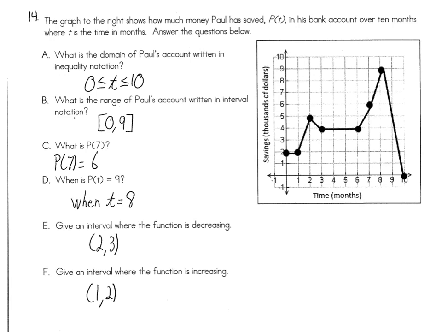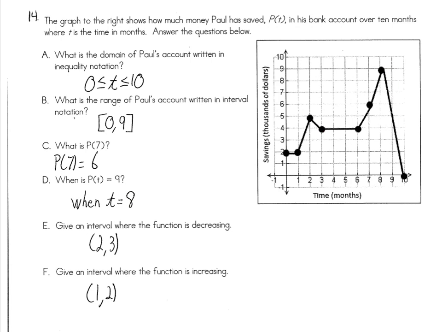P of 7, so that means when x is 7, or when t is 7, we have 6 as our output. And on the flip side, when our y value is 9, we'll go all the way up to 9. We had to go 8 over, so t is 8. And give an interval where the function is decreasing, so going down here or there.